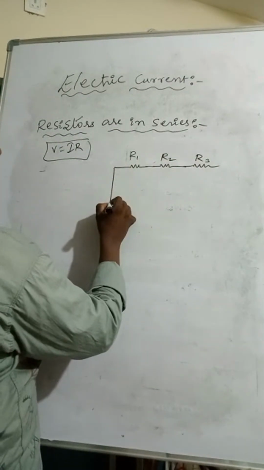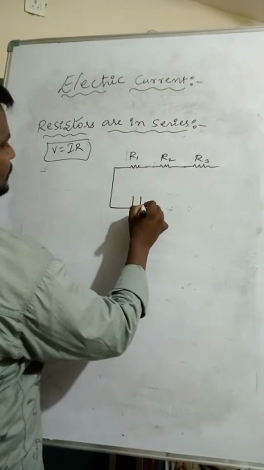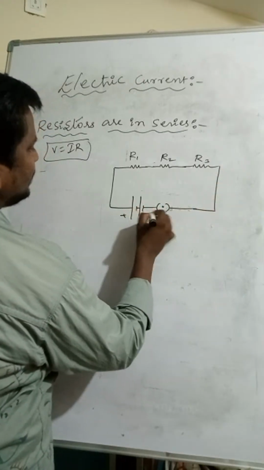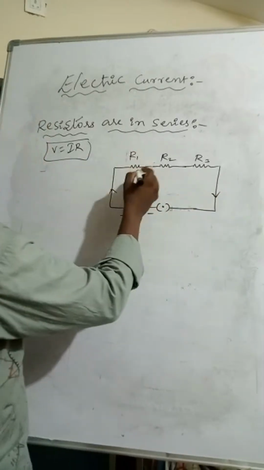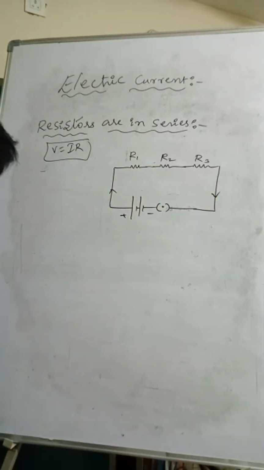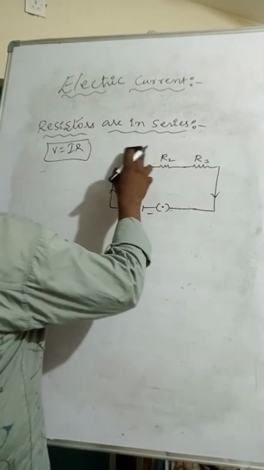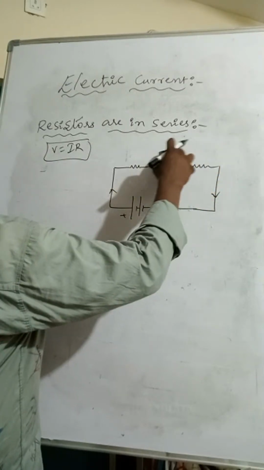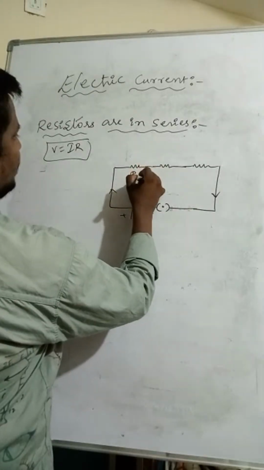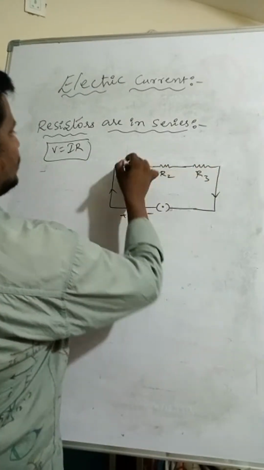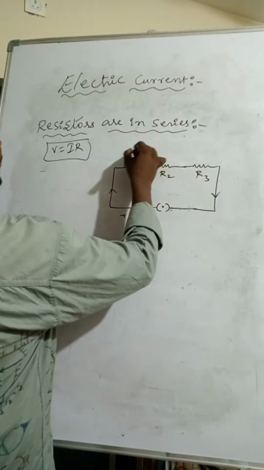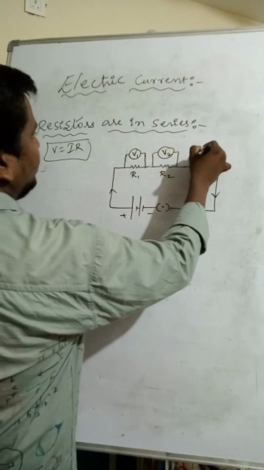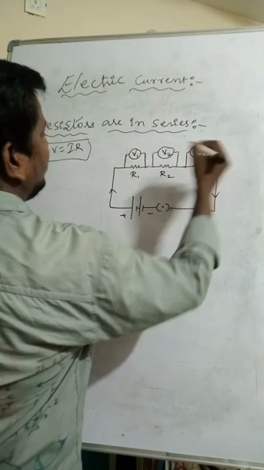So I'm considering here a battery and a switch. Okay, so current will pass like this. Across R1 I'm considering V1, across R2, V2, and across R3, V3. So these are the three resistors.